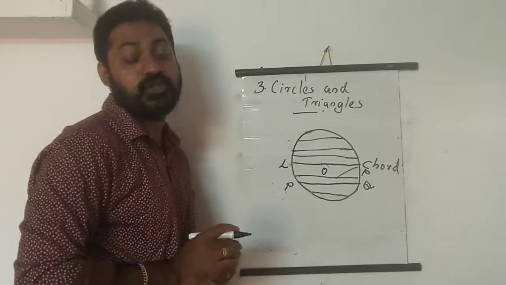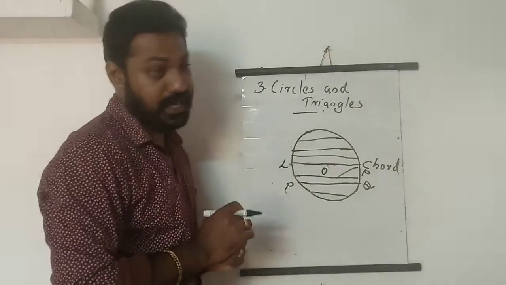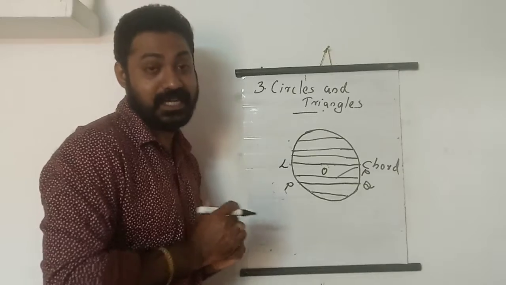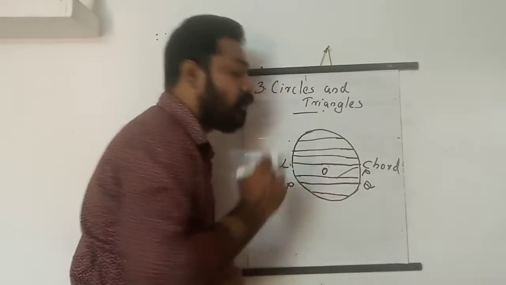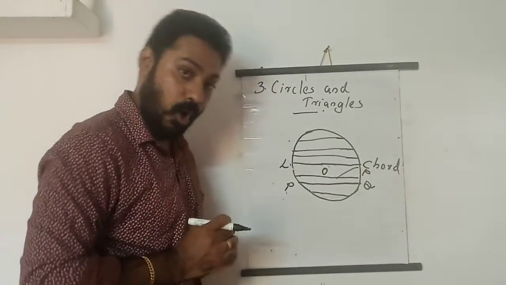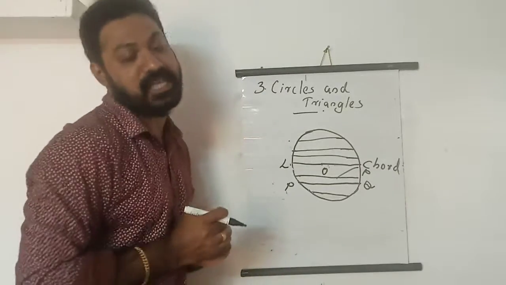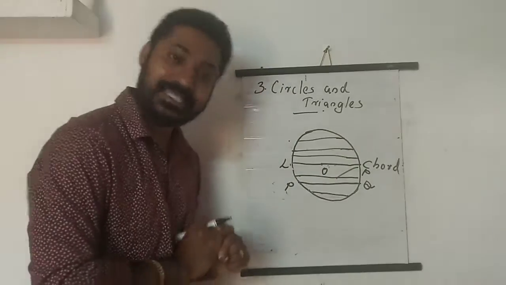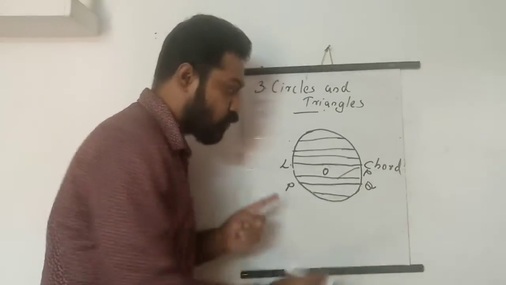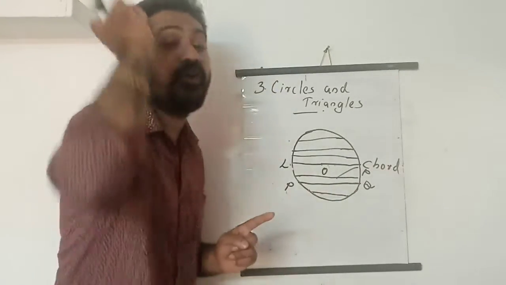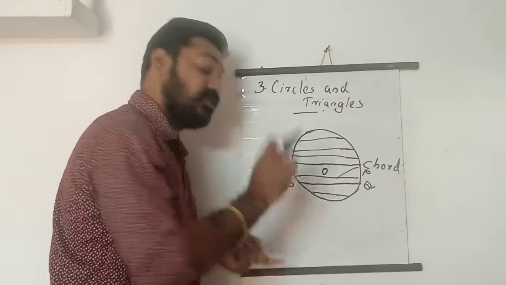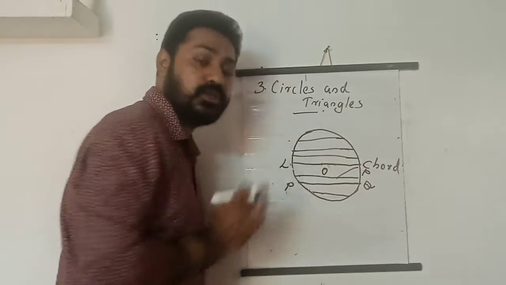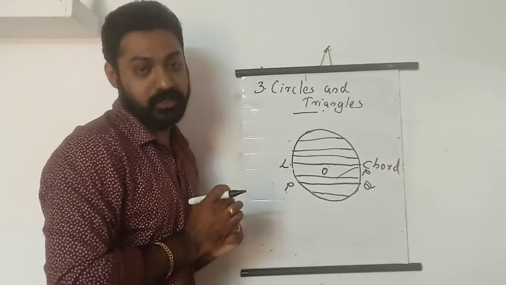So diameter is also a chord, and what type of chord is it? It is the longest chord on the circle. A diameter is a chord which connects 2 points on the circle, and it is also the longest chord. A chord is simply a line segment which connects 2 points on the circle, and the longest chord is our diameter. Diameter is also a chord because it also connects 2 points on the circle. So this is about a chord.